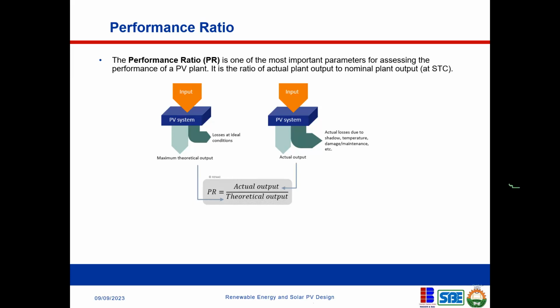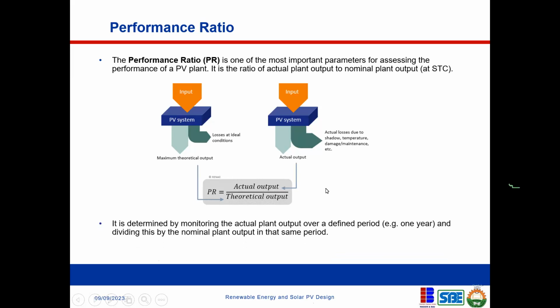And how do you calculate this performance ratio? Performance ratio is equal to the actual output. It is something that is best done when you've installed your PV system and it has operated for a certain period of time. You can now measure the actual output of your PV system, and divide by the theoretical output at standard test conditions. Whatever you get, you express in percentage, and that gives you your performance ratio.